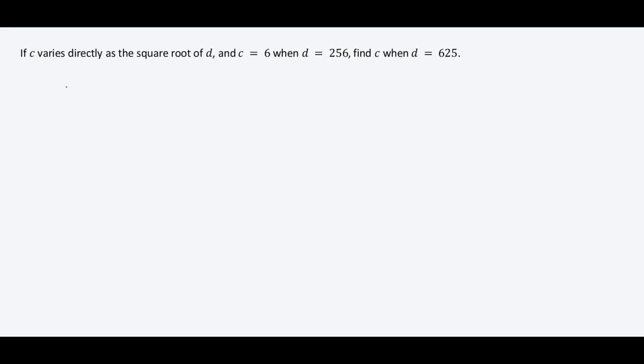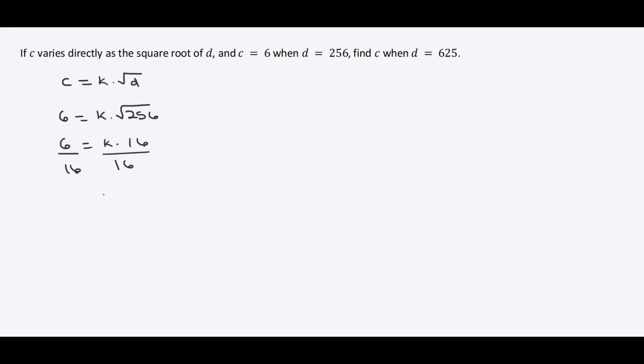Next equation. If c varies directly as the square root of d and c equal to 6 when d is equal to 256, find c when d is 625. Okay, so let's go ahead and write the equation. So c varies directly as the square root of d, so it's going to be k multiplied by the square root of d. Now c is equal to 6. We need to find the value of k when d is equal to 256. So c is equal to k multiplied by 16, and then we divide both sides by 16.